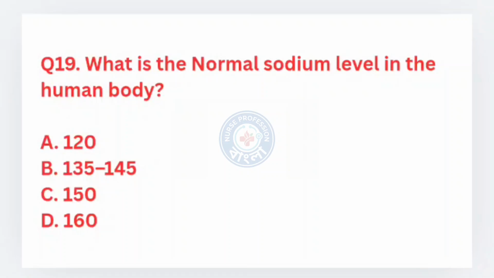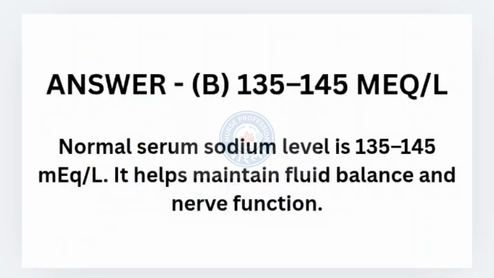19. What is the normal sodium level in the human body? 120, 135 to 145, 150, 160. Answer: 135 to 145 milliequivalents per liter. Normal serum sodium level is 135 to 145 milliequivalents per liter. It helps maintain fluid balance and nerve function.